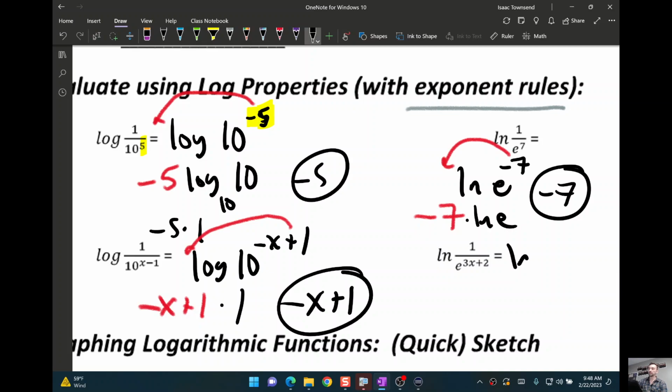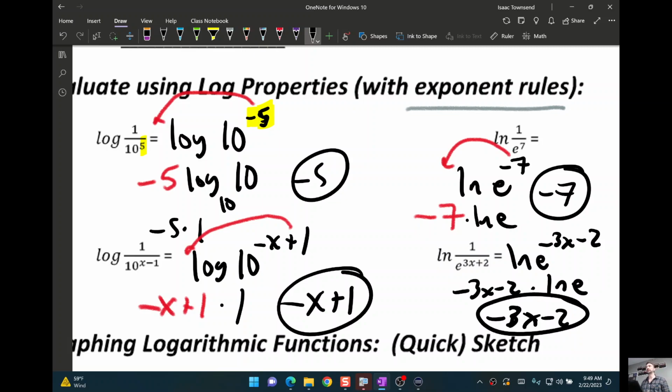Move all of this up, but don't just make the 3x negative, the whole exponent becomes negative. Then you can bring this down because it's an exponent on something you're taking the log of. Natural log of e is still 1, so -3x minus 2 times 1 would be -3x minus 2.